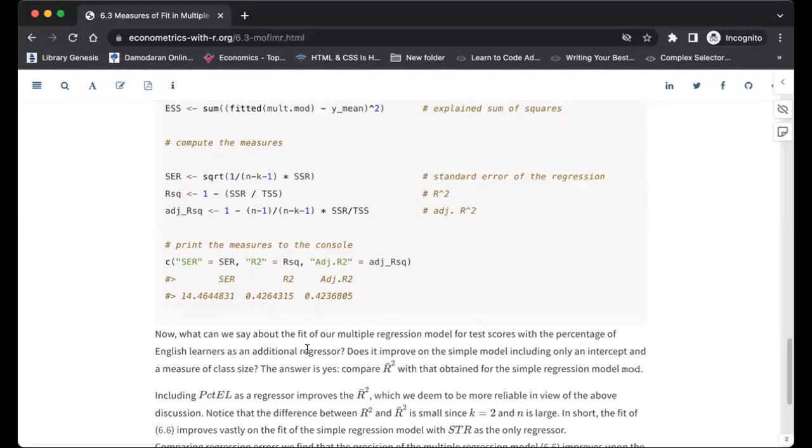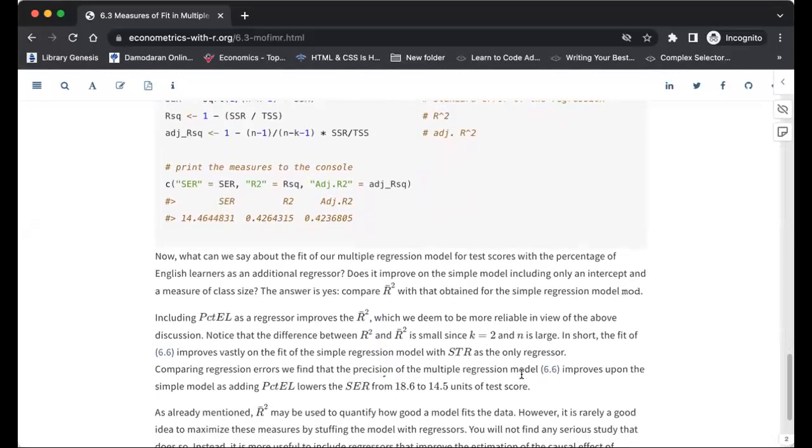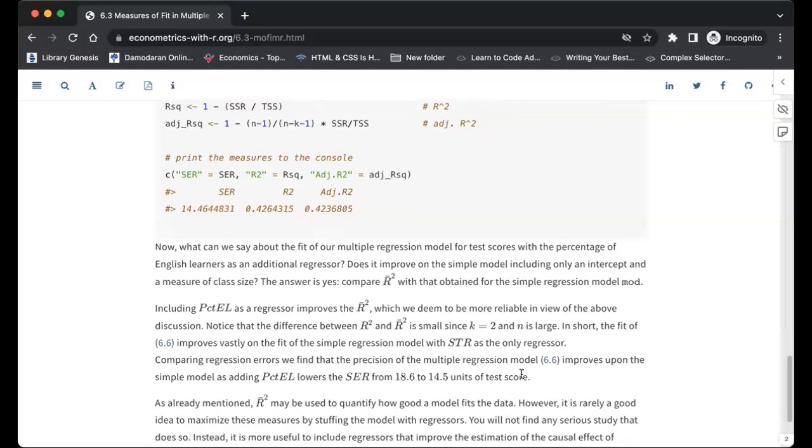So now what can we say about the fit of a multiple regression model of test scores with the percentage of English learners as an additional regressor? Does it improve on the simple model that included only one? Yeah, of course. It improves the adjusted R squared, which, like I mentioned, is more reliable in this case than the R squared.